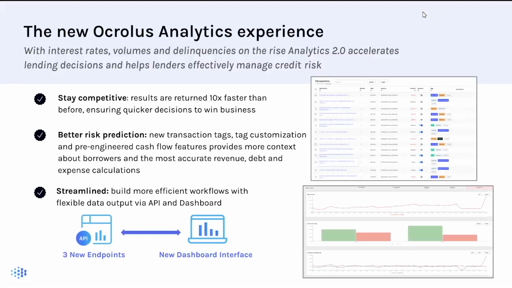So we're excited to announce that we now have new Oculus Analytics. This accelerates a lot of lending decisions and helps our lenders effectively manage risk. We wanted to launch the new analytics to stay more competitive. We are now able to offer results that are returned 10 times faster than before, ensuring quicker decisions to win business. We also offer the ability to do better risk prediction.